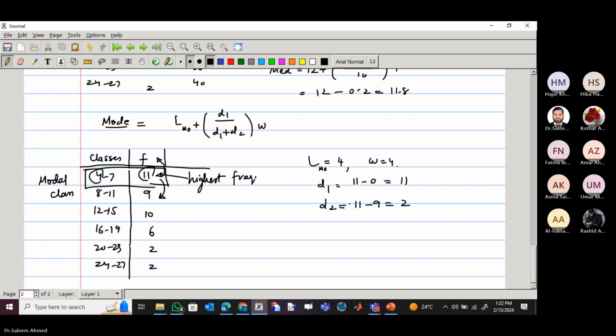That is 2. So now if I replace everything here, my mode will become L plus D1, which is 11, divided by 11 plus 2, into width, which is 4. So 11 by 13 into 4. So 11 divided by 13 into 4 gives me 3.38, plus 4 gives me almost 7.4. Okay.